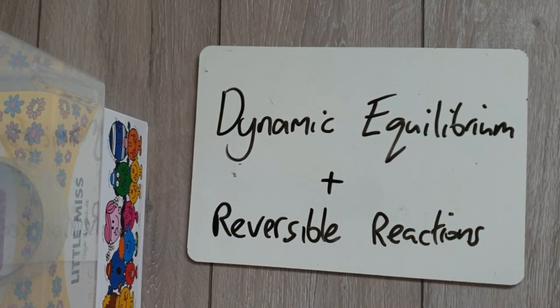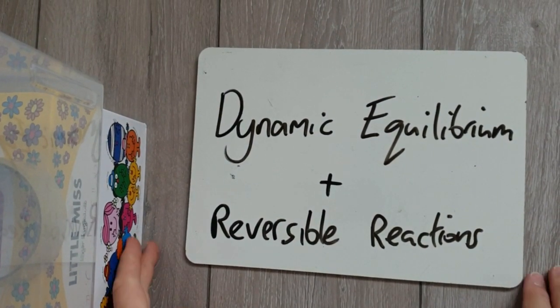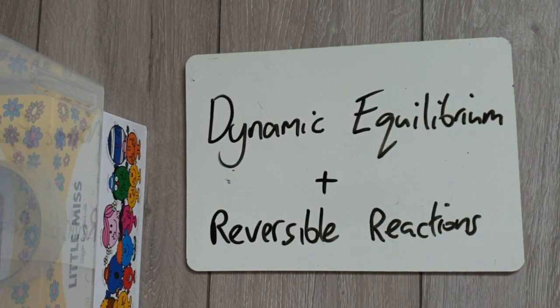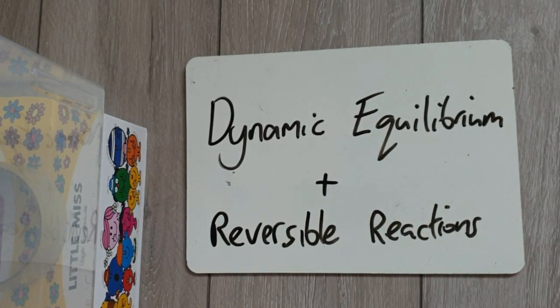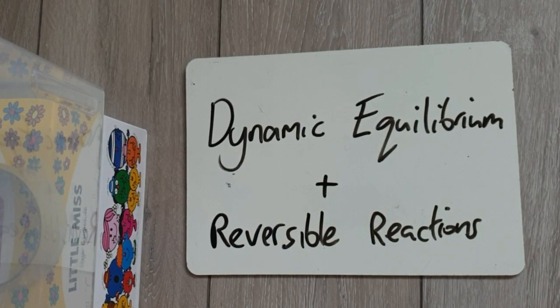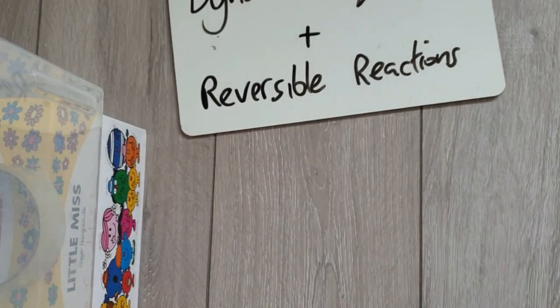Okay, so what we're going to do today is dynamic equilibrium and reversible reactions. So what do we mean by that? I'm also going to try and do this with no editing, so we'll see. So dynamic equilibrium and reversible reactions.